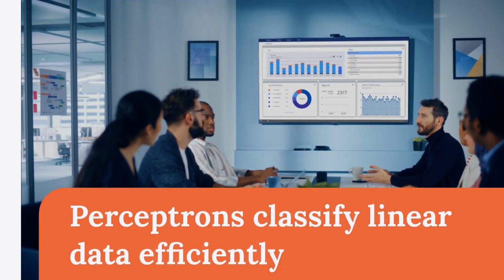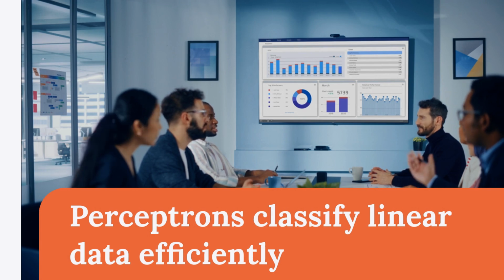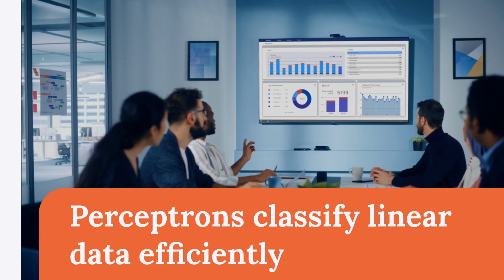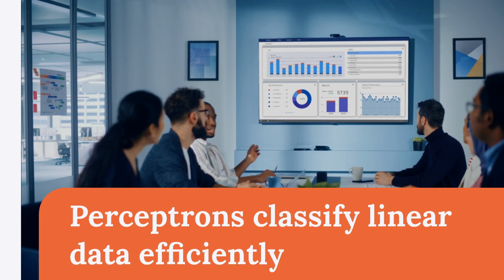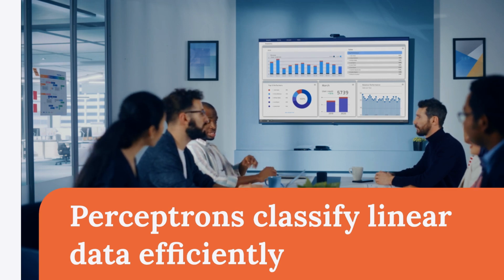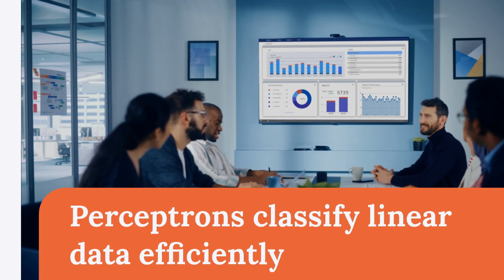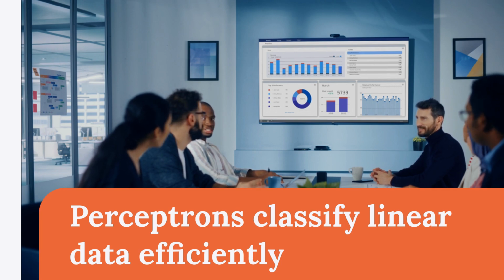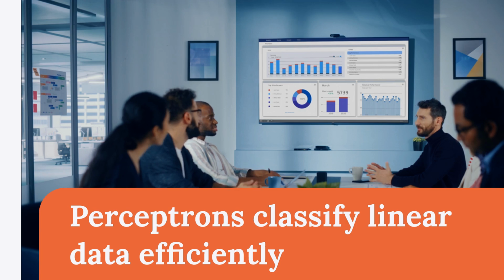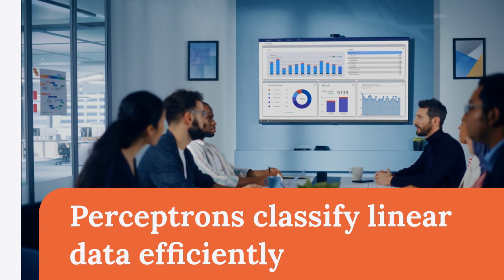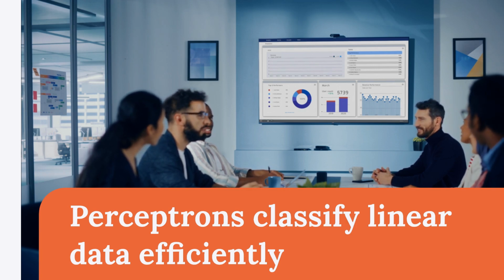Perceptrons are linear classifiers that use weights and bias to separate data with a straight line or hyperplane. They are simple to implement and computationally efficient. Their main limitation is that they only work on linearly separable data. Multilayer perceptrons extend them with hidden layers and nonlinear activation functions.